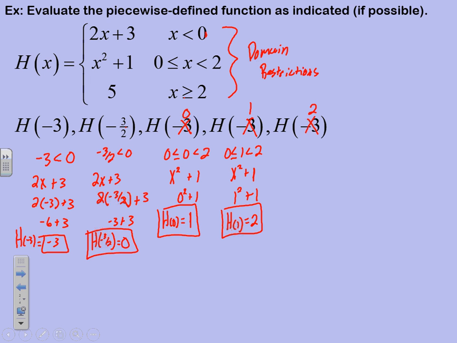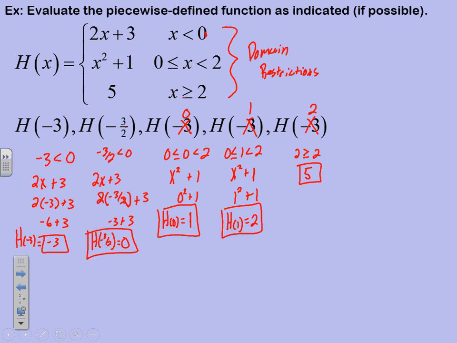And the last one. Here we have h of 2. So because the value is exactly 2, well, we can't put it into the middle expression because it says x has to be less than 2 in the middle expression. But in the third one, where we just have the part that's 5, that one has a domain saying that x is greater than or equal to 2. So since 2 is greater than or equal to 2, that goes into the third expression, which is just 5.